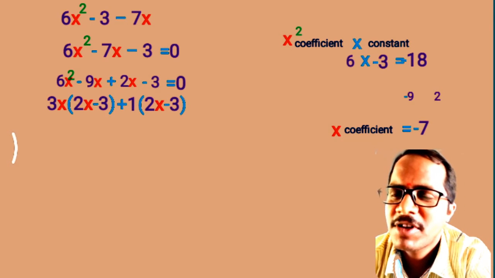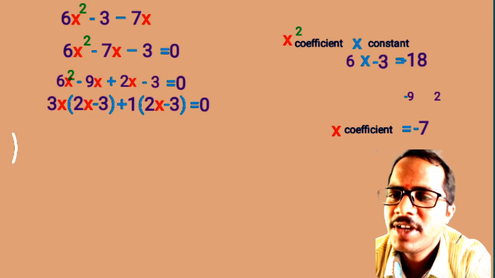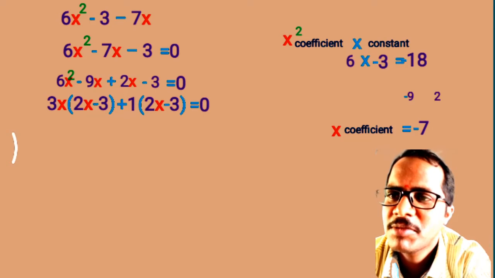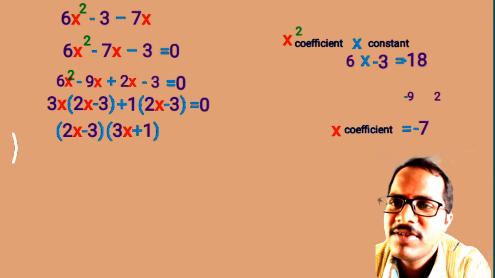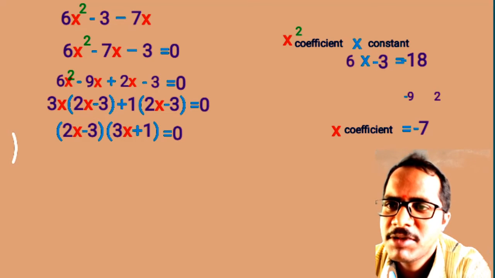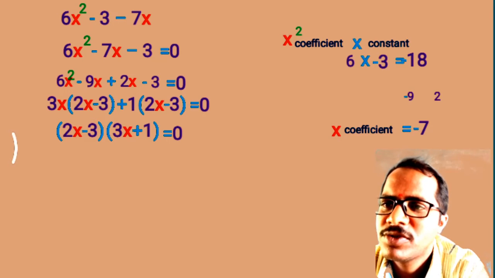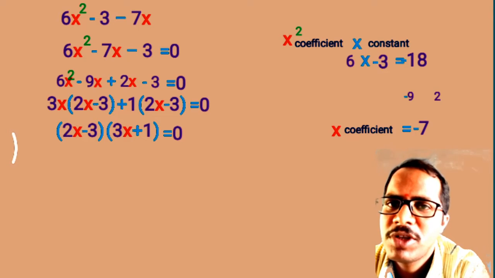By taking 1 as common out, we get 2x minus 3 in bracket, and which equals to 0. Now if we observe, again we have 2x minus 3 in common in these two terms. So by taking 2x minus 3 as common out, we get 3x plus 1 in bracket, which equals to 0. Now we get the product of 2x minus 3 and 3x plus 1 equals to 0. That means either any one of these two, that are 2x minus 3 and 3x plus 1, should be equals to 0.